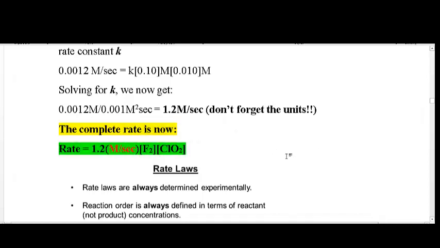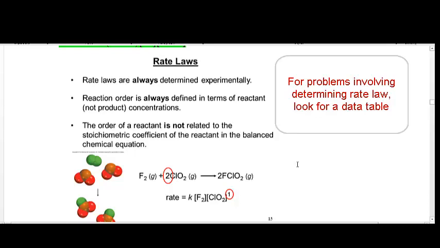And the power of this rate law is that you can plug in any reactant concentration between F2 and chlorine dioxide multiplied by 1.2, and you'll get how fast that reaction is occurring based upon your starting concentrations of F2 and chlorine dioxide. Rate laws are always determined experimentally. So on a problem, you want to look for a data table. Reaction order is always defined in terms of reactant concentration.